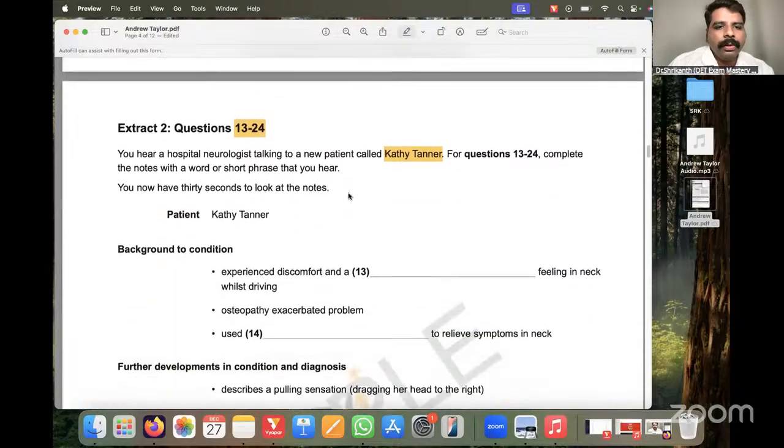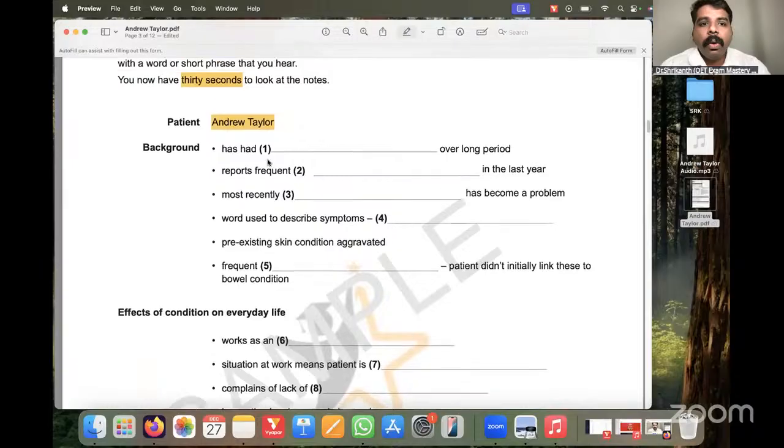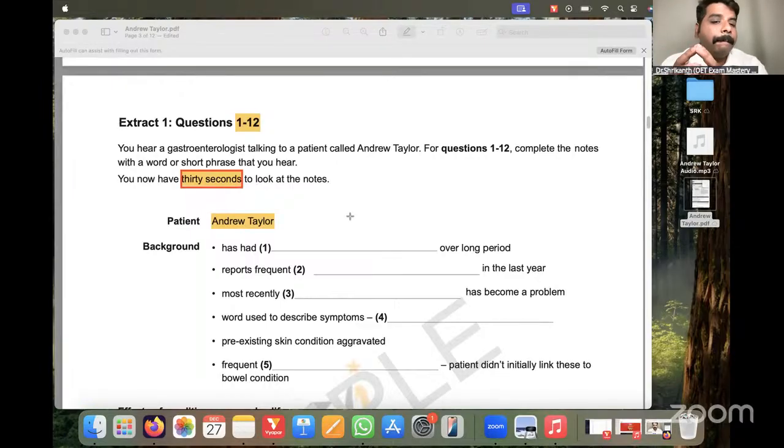Similarly, here also you have another 12 questions, and for this also, they'll give you 30 seconds time. 30 seconds of silence. So you get time to read the 12 questions and only then they will start to play the audio over here. So on your examination day, how you utilize these 30 seconds is extremely important. On your examination day, how you utilize these 30 seconds plays a massive role in your OET success.